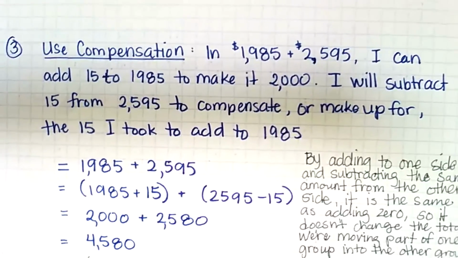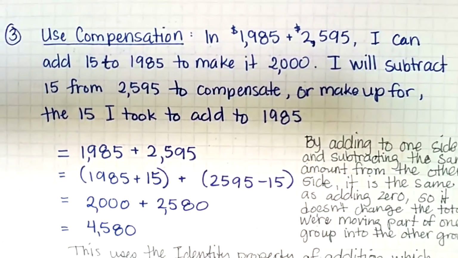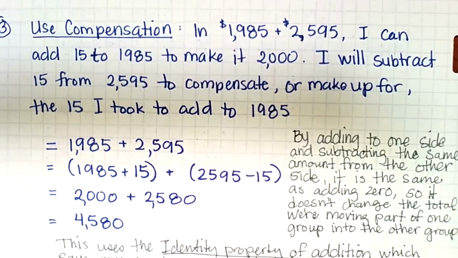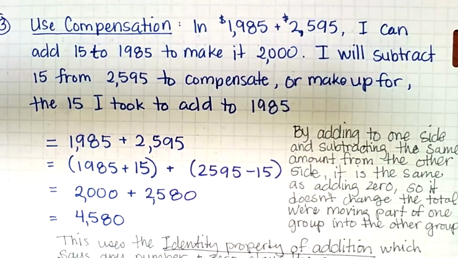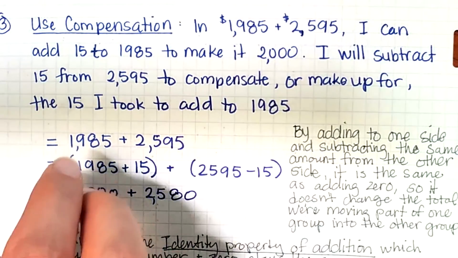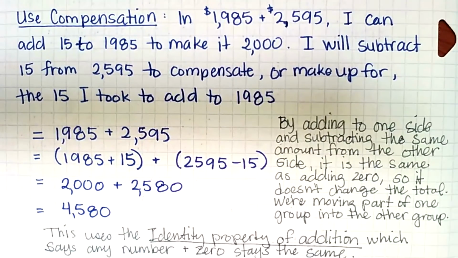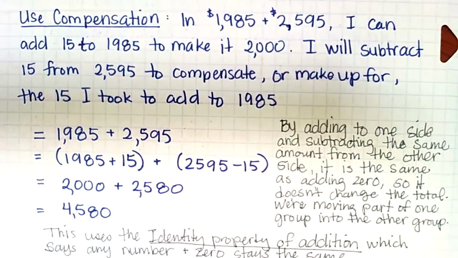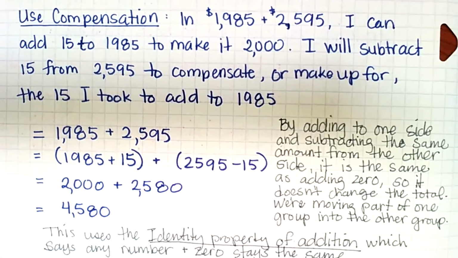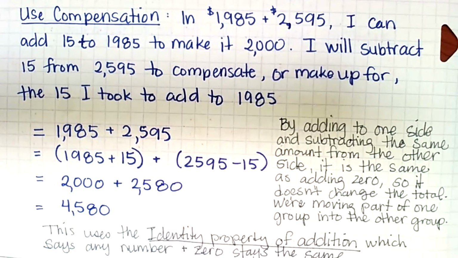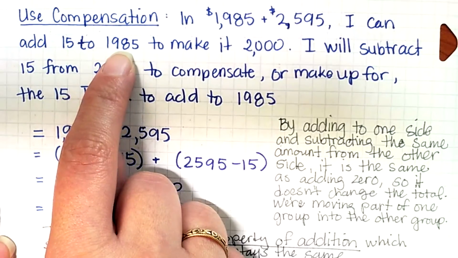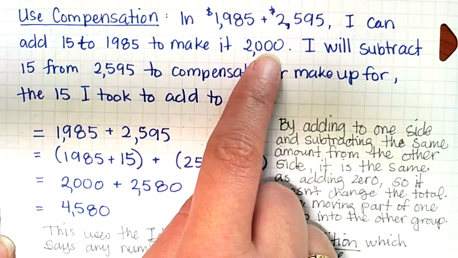Or we can use compensation. Now compensation is a little bit different. When we're using compensation, we're taking some from one group and putting it into the other group to make it easier for us to work with those numbers. So in 1,985 plus 2,595, I can add 15 to 1,985 to make it into a group of 1,000.